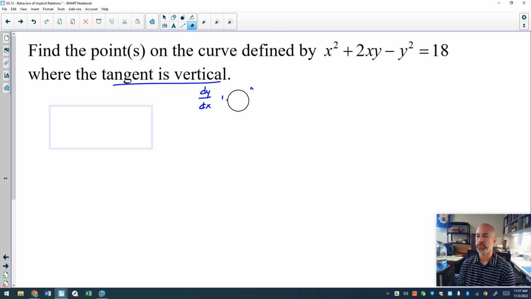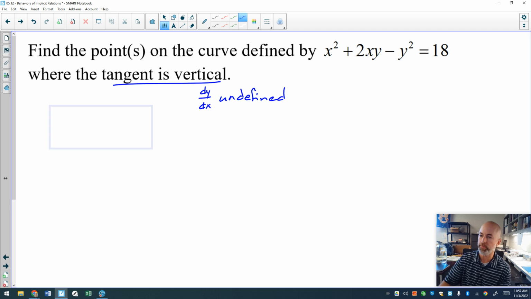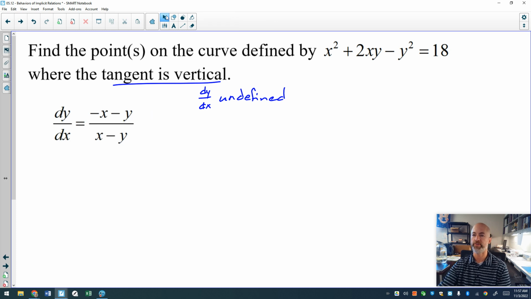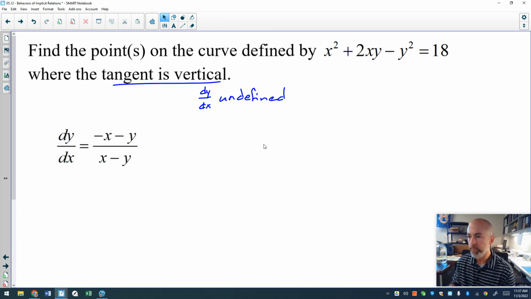And at this point, you should be comfortable finding the derivative implicitly. And so if you want to practice your implicit differentiation skills, you can do that real quick. Pause the video because I'm going to show the answer in about 3 seconds. 1, 2, 3, and there is your derivative. So I assume you can do that. And I am looking for places where this derivative is undefined.